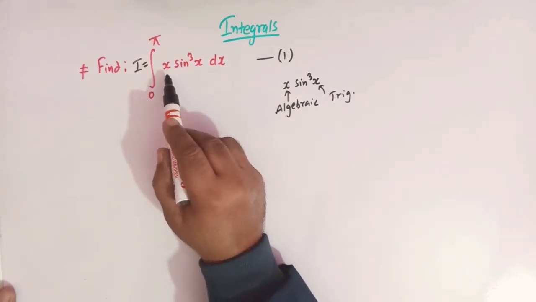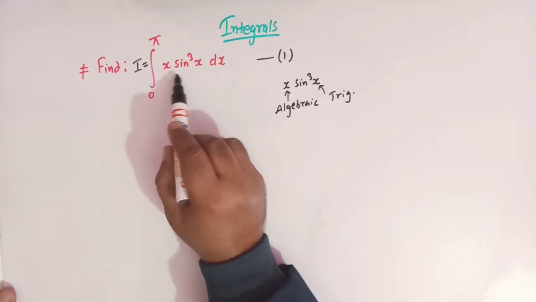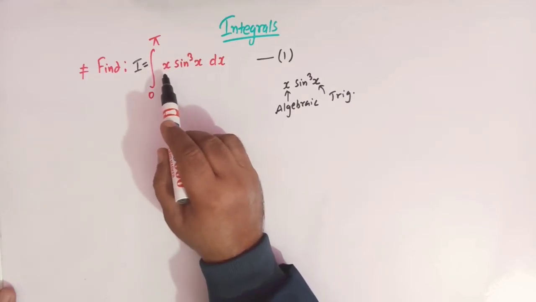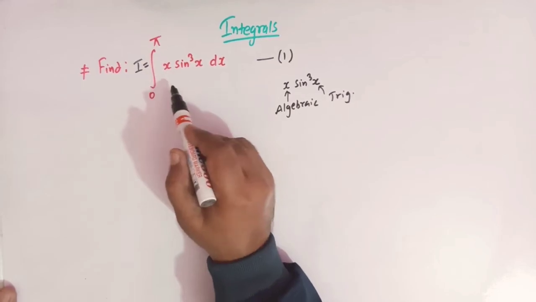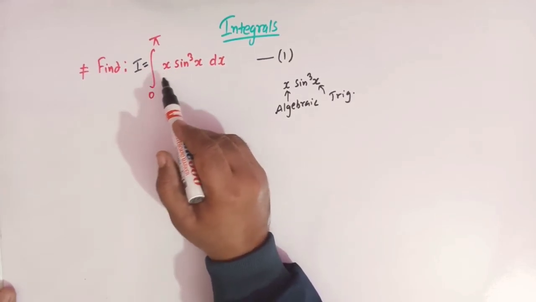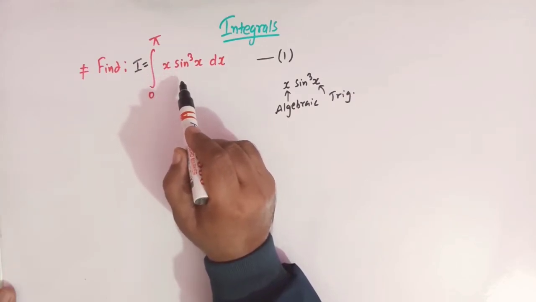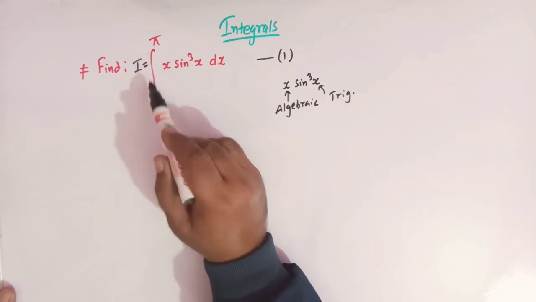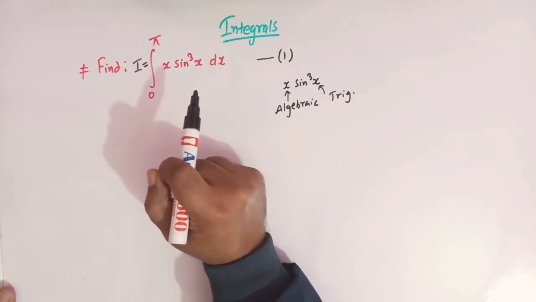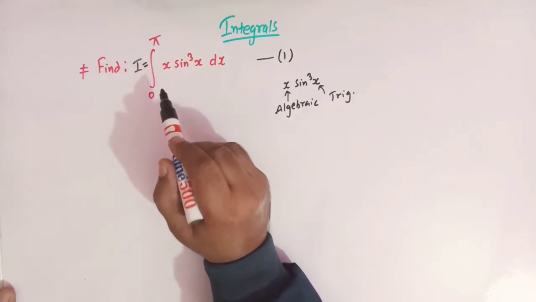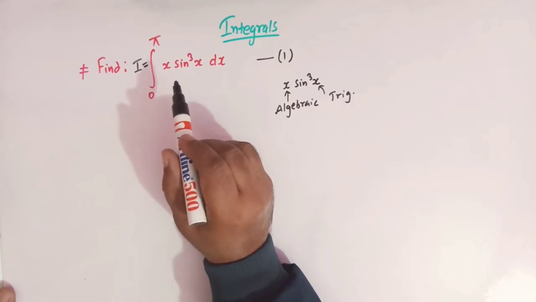But here we are not going to use integration by parts, because it would be a very lengthy process. This is left as an exercise for you to find the value of this integral using the method of parts. Since this is a definite integral, we are going to use a property of definite integrals, and we'll see how easily we can solve this integral.